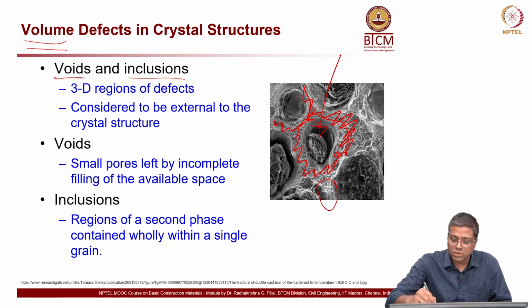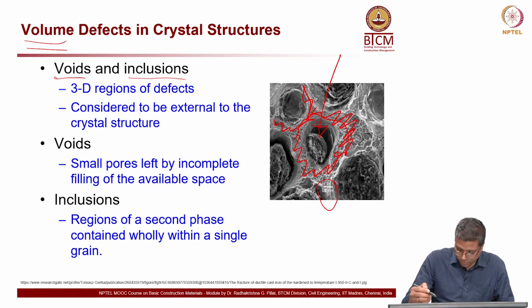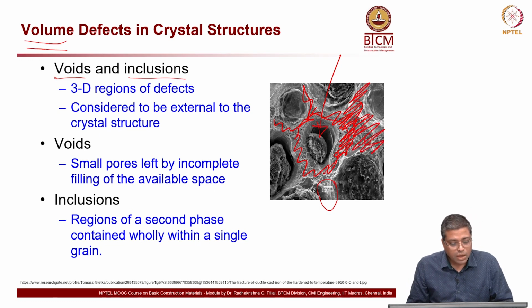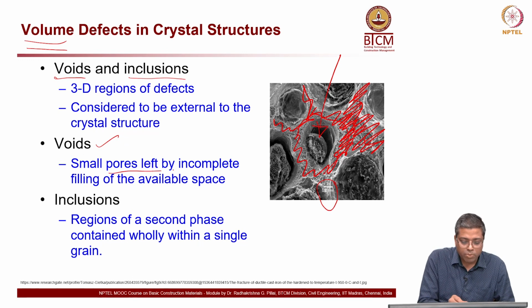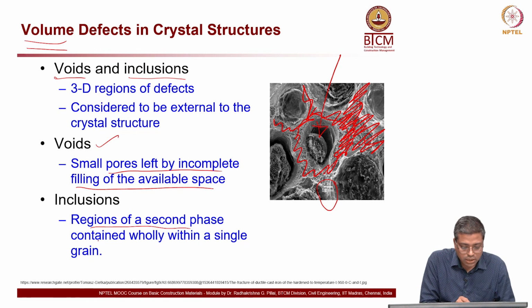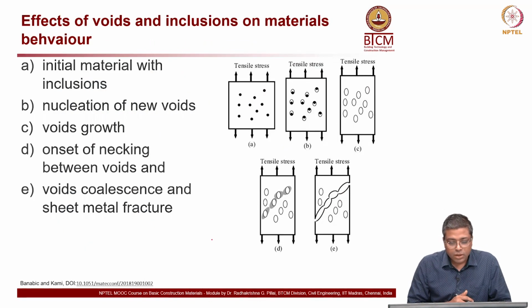This is a very close up view, to make you understand. These materials are considered to be external to the typical phase of the material, that is this region here. They are not really interacting with it. If you say void, there are small pores left incomplete or just some space is available. Inclusion is a region of a second phase contained wholly within a grain. Okay, so, is it clear now?